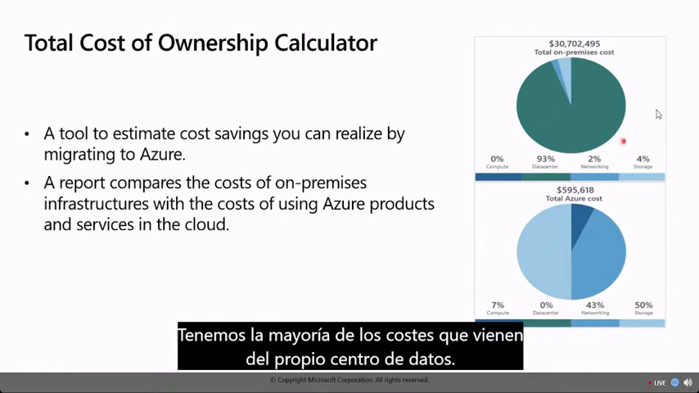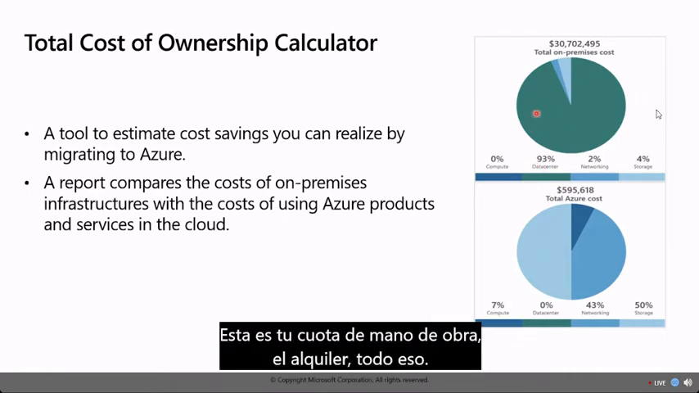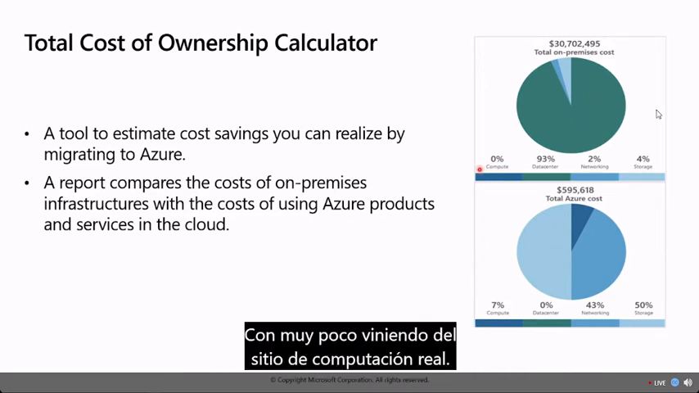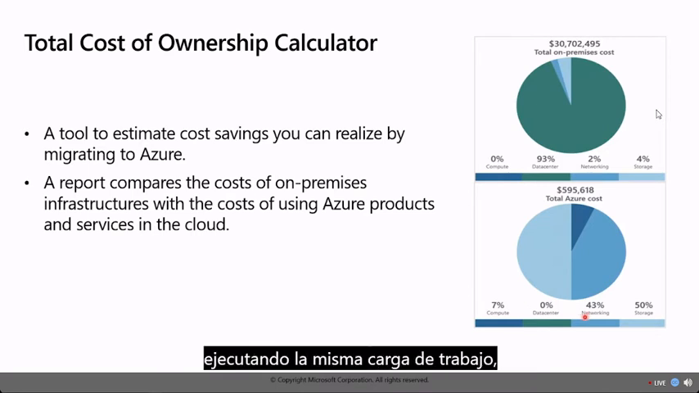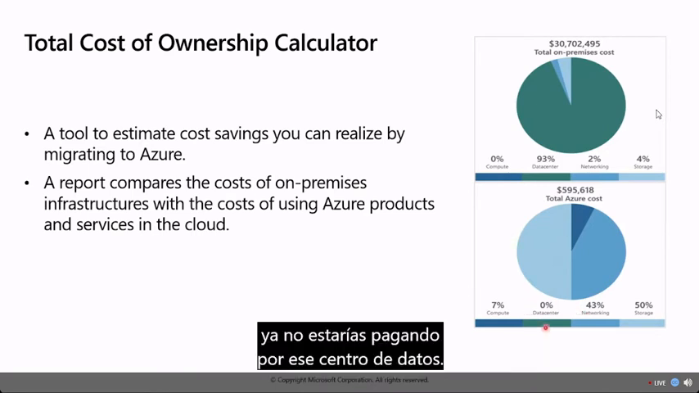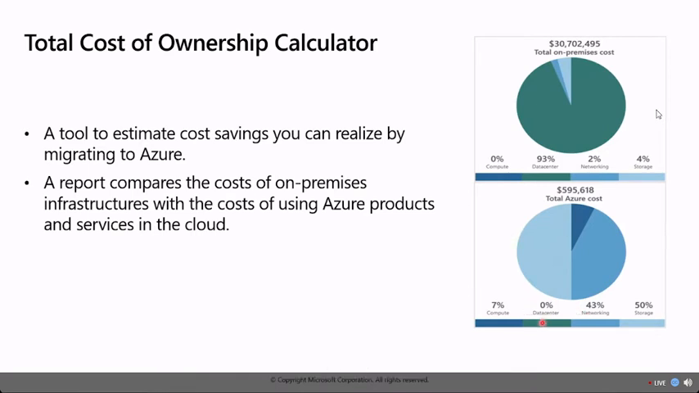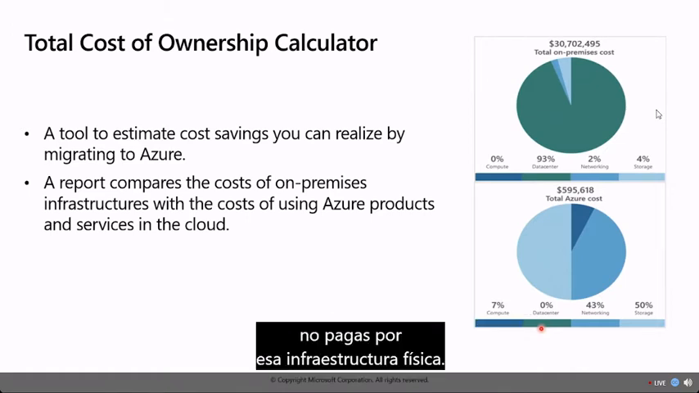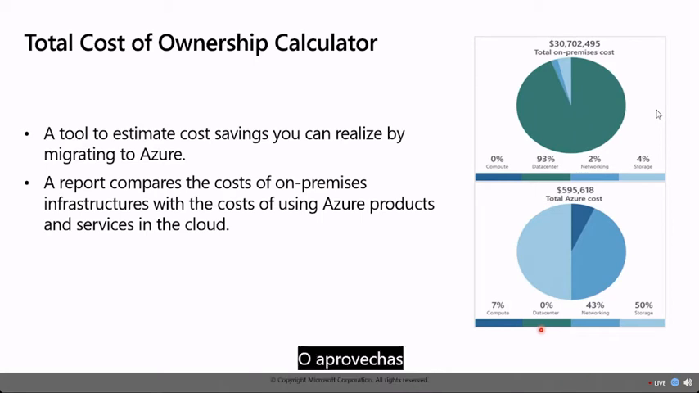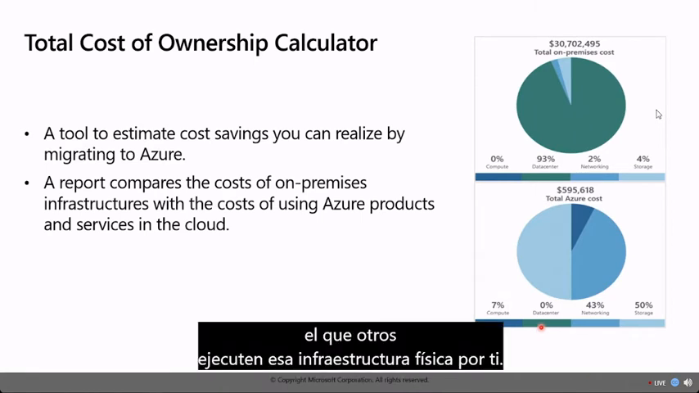So what we can see here from the report is that most of our costs are coming from the data center itself. So this is your labor fees, your rent, all of that, with very little coming from the actual compute side. If we were to switch it over to Azure, running this exact same workload, you no longer are paying for that data center. Because again, when you work with Azure or any public cloud computing, you are not paying for that physical infrastructure, or you are taking advantage of having someone else run that physical infrastructure for you.